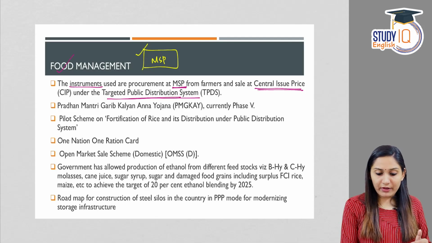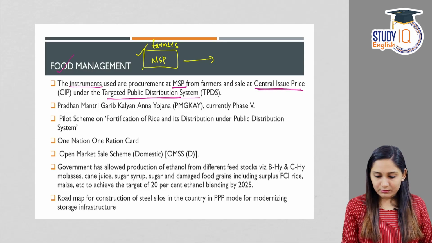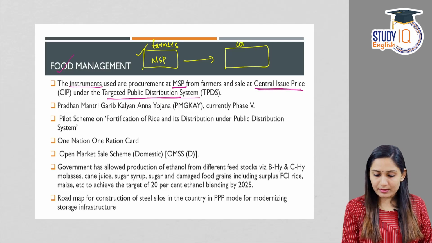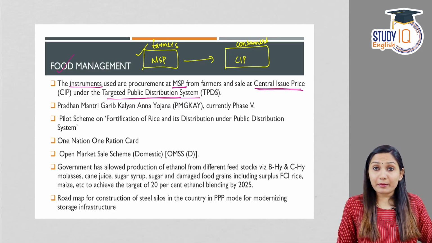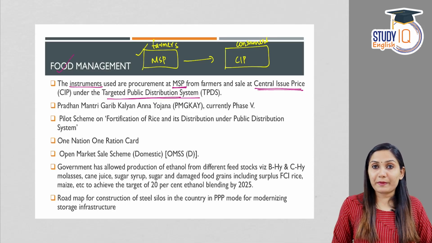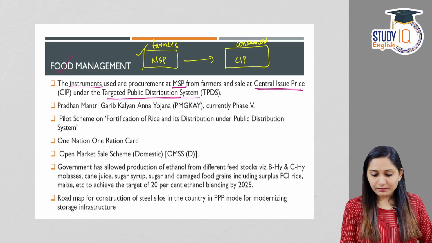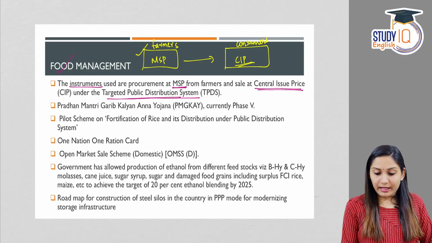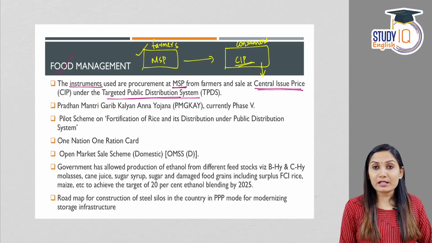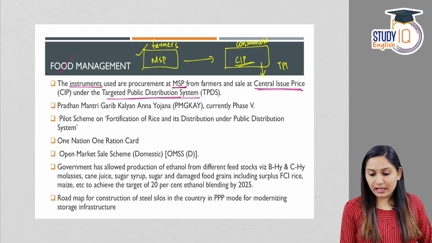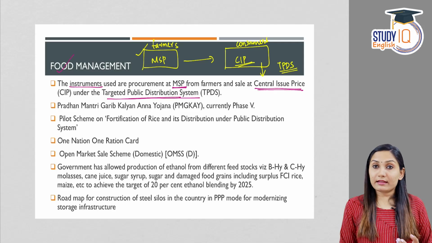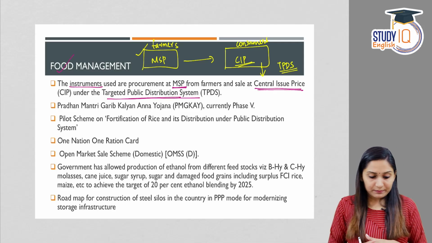So at MSP, the farmers sell their commodities to the government, and the government sells these commodities to the consumers at CIP or central issue price. We will be discussing what central issue price is later when we discuss the concepts of agriculture. And how is this sold to the consumers? Under the TPDS, that is Targeted Public Distribution System, and that through ration shops.